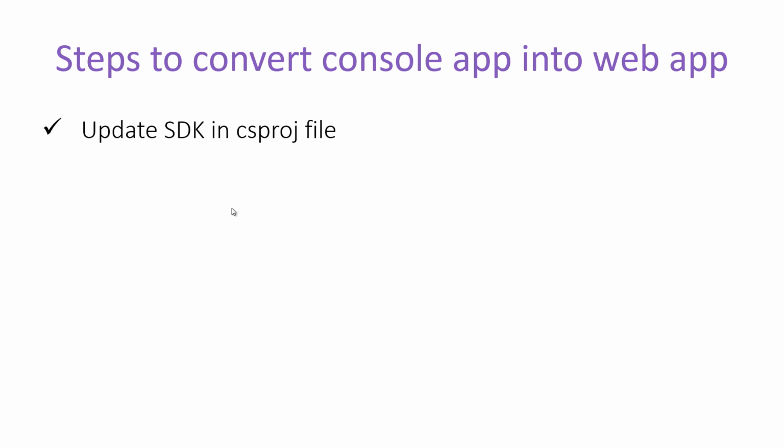First, we have to update the SDK in the csproj file. If you have some programming experience in .NET, then you must know that there is a csproj file in every project, and this csproj file has some details about the project. So in that csproj file, we have to update the SDK from the .NET Core framework to the Web framework. Then we have to update the output type in the csproj file.